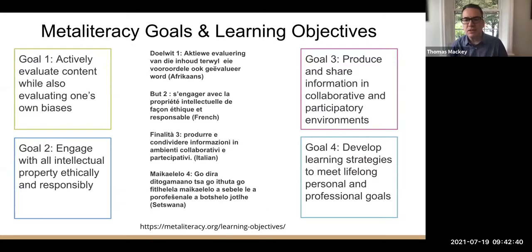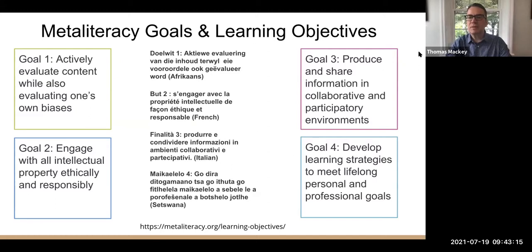So understanding Creative Commons, understanding the difference between original and repurposed information, how to license that information. Goal 3, very much this idea of learner as producer, is really one of the central roles within metaliteracy. So it's really focused on producing and sharing information in environments that are both collaborative and participatory. So it's not just about the individual creating information, but it's also what is the collaborative potential of that, and what are your responsibilities in terms of producing information.